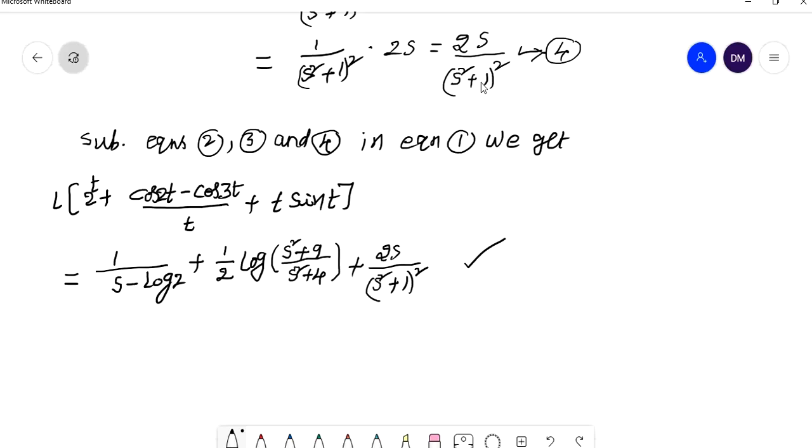So with this we completed the 3 problems in division by t. Now moving to the 4th problem. See what the 4th problem is here.